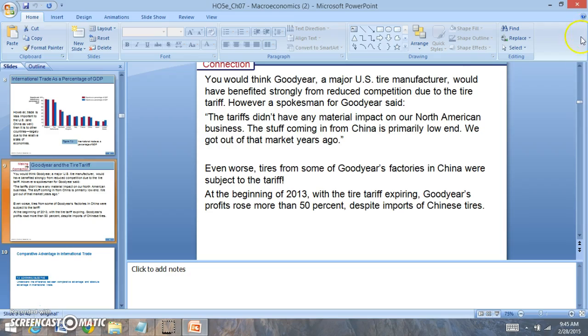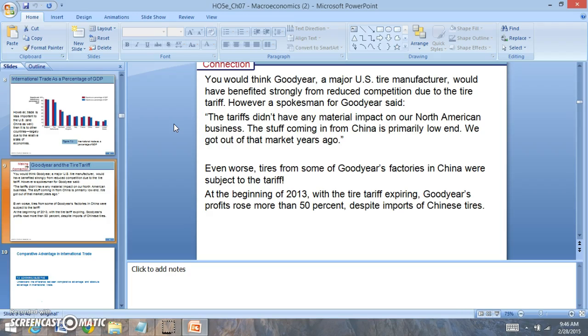Now, let's look at another example. In this example, we're looking at a U.S. tire manufacturer and how they would benefit from reduced competition due to the tariff. Now, the tariffs don't really have any material impact on North American business. The stuff coming in from China is primarily low end. So we got out of that market years ago.